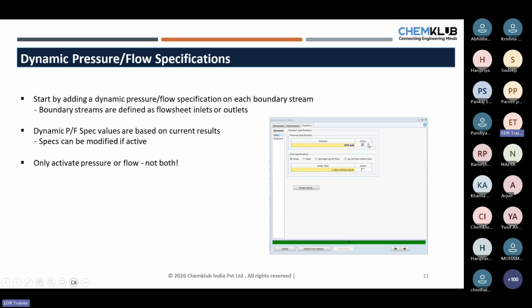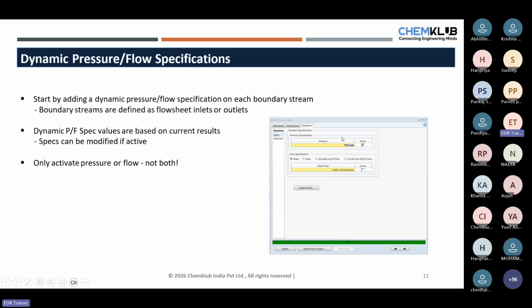Now, why pressure and flow are both not to be clicked? Because as I said, P and F are interrelated in dynamic. When you are doing steady state, you have to specify pressure, flow, composition, temperature. Four specifications you have to make. While in this particular case, when you come to dynamic, it is the pressure, and then all the volumes and the resistance and other things that will tell you how much flow is going to occur.